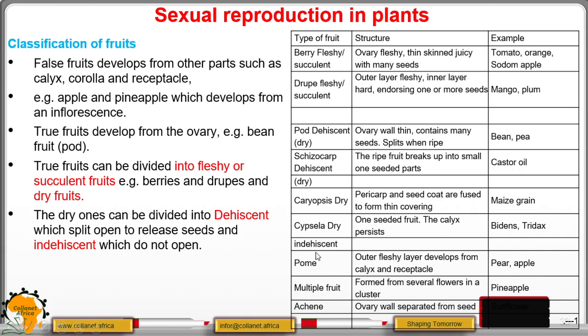We move to dry fruits which are indehiscent. They do not split. For instance, the pome. The outer is fleshy and develops from the calyx and the receptacle. For instance, the pears and the apple fruits. We have the multiple fruits which are formed from several flowers, for instance, the pineapple. And then we have the achene. So that is how fruits are classified. We have those that are fleshy. We have those that are dry. And of those that are dry, there are those that can split, and there are those that cannot split.